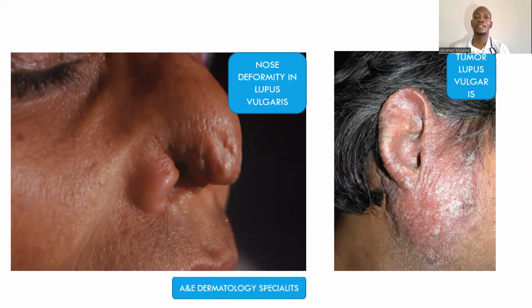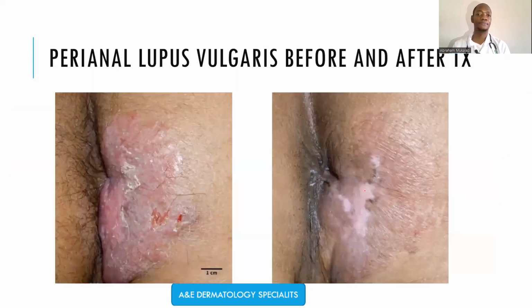We can have other deformities that come with lupus vulgaris, including deformities after it has healed. For example, in the nose of this gentleman, this deformity has come after treatment. Then in this picture, this is the nodular type of lupus vulgaris. We say that lupus vulgaris has different variants, including plaque, nodular, vegetative, ulcerative, and the rest. So this is the nodular type, or the tumor type.